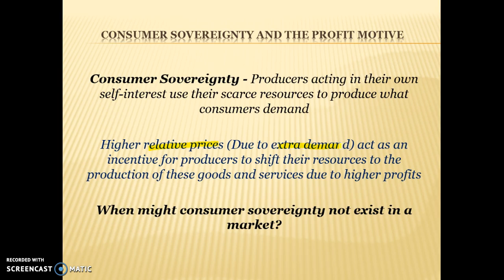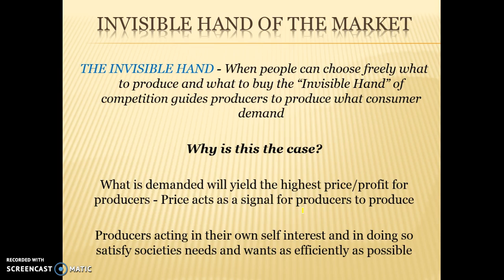And this acts as an incentive for producers to shift their resources to the production of these goods and services, because that's where they're going to get the highest profits. So consumer sovereignty, consumer is king. Producers produce what consumers want most of the time, because that's where they're going to generate the highest profit. Can you quickly tell me, when would consumer sovereignty not exist in a market? And along with this idea of consumer sovereignty, you'll hear the term the invisible hand.